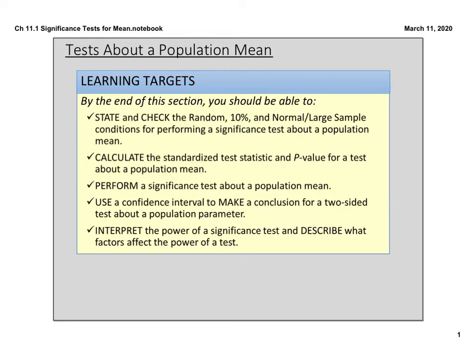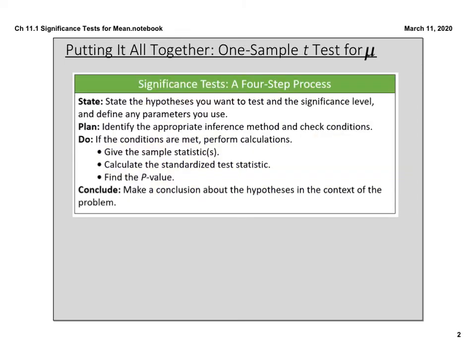This is part 2, the second piece of section 11.1. We've broken that up into 3 pieces, so this is the second piece. We are getting into one sample t-tests for mean, for mu.